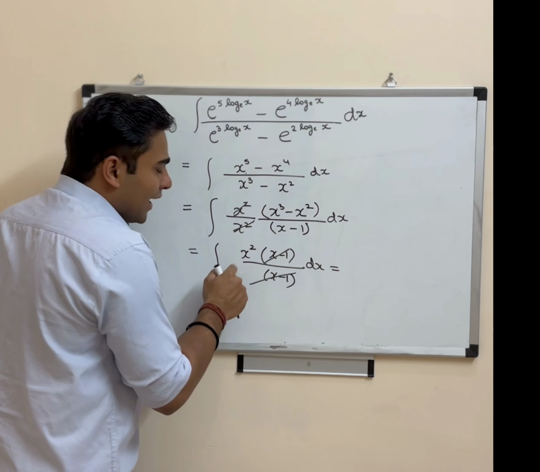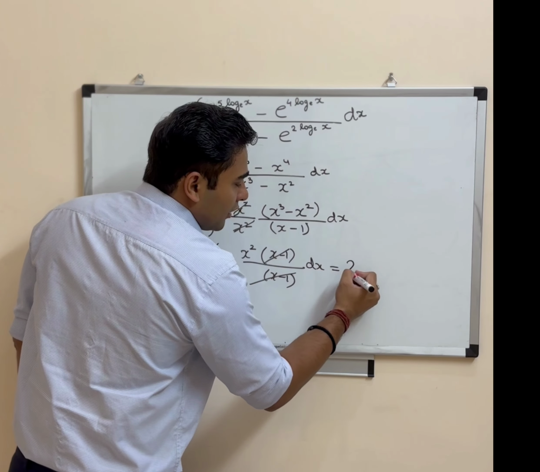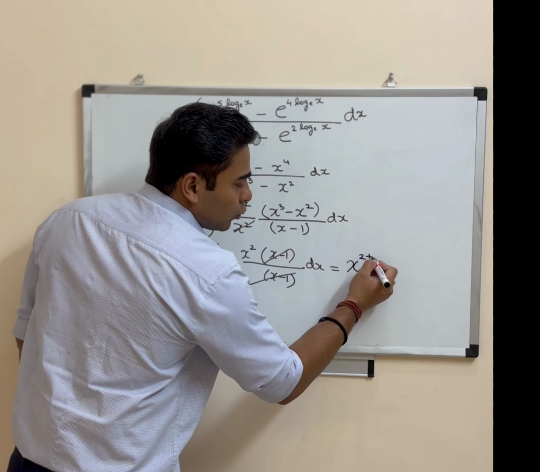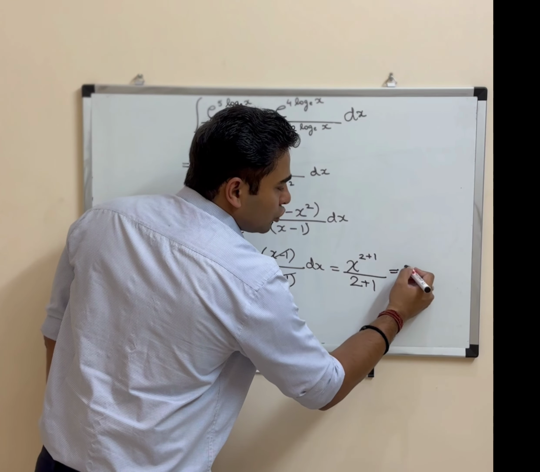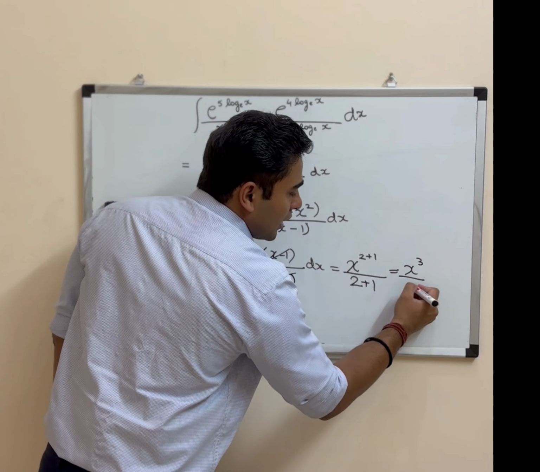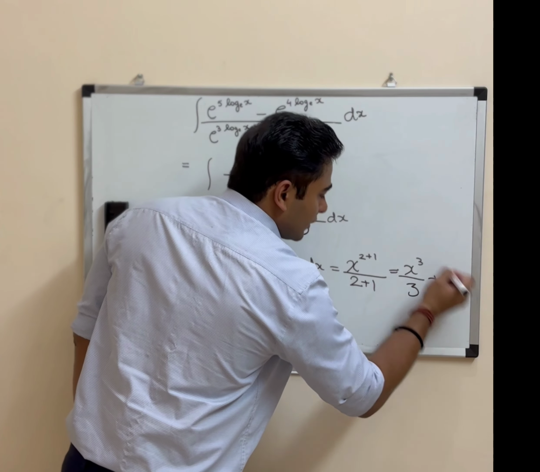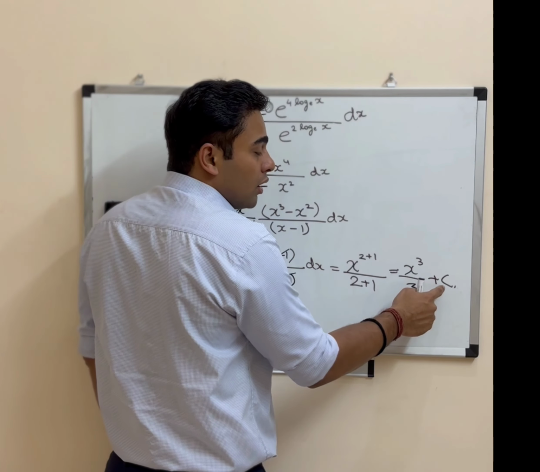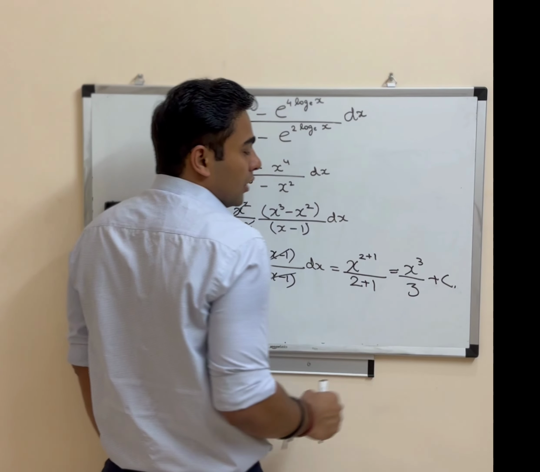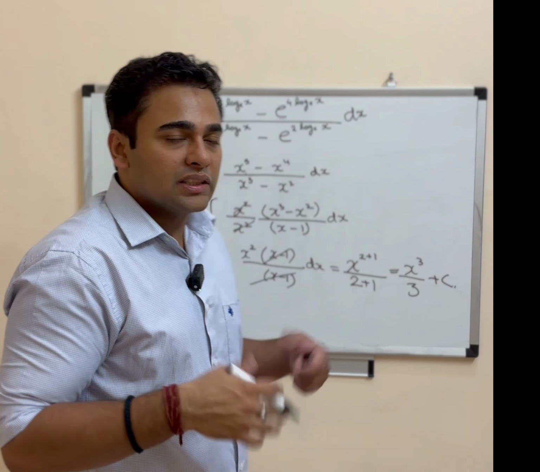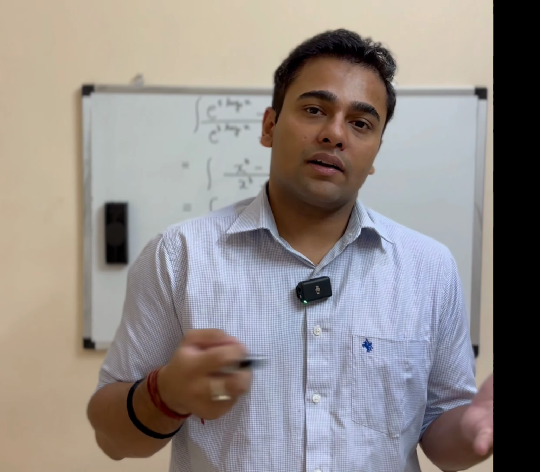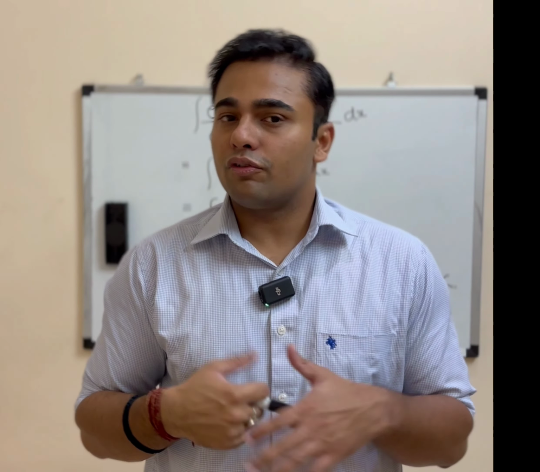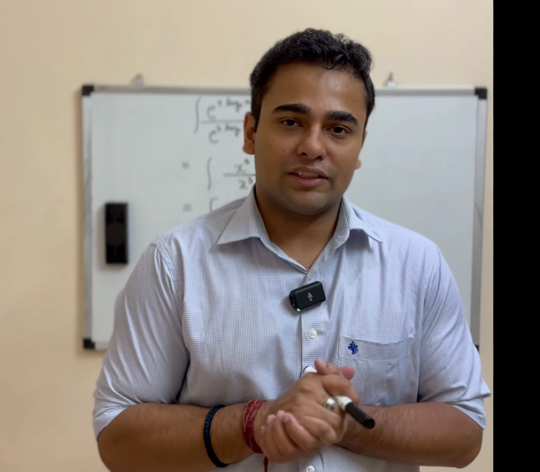So integral x square dx is nothing but x raised to the power n plus 1 upon n plus 1, which is x raised to the power 3 upon 3 plus c. It is very important to add your constant here, otherwise if you go to the CBSE class 12th board exam, your marks can get deducted because of the same thing. So you will have to be very careful while attempting such questions.